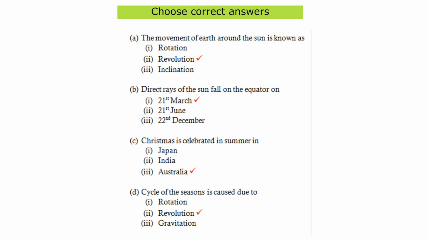C. Christmas is celebrated in summer in 1. Japan, 2. India, 3. Australia. Correct answer is Australia. D. Cycle of the seasons is caused due to 1. Rotation, 2. Revolution, 3. Gravitation. Correct answer is 2. Revolution.